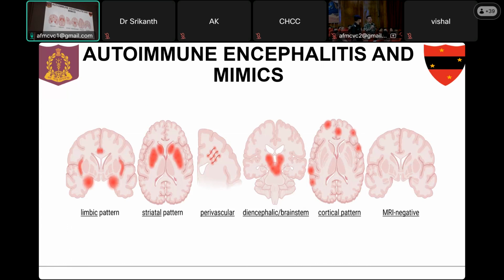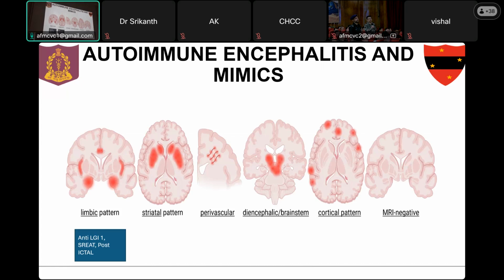So the limbic pattern can be, sir, NMDA receptor. The limbic pattern is generally seen in anti-LGI1, or could be just a post-ictal phenomenon, or in cases of SREAT, previously called Hashimoto's encephalitis.